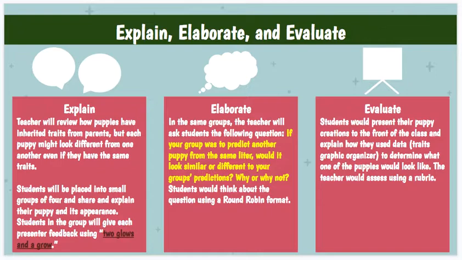And then students would think about that using a round robin format, in which each student gives an idea and they keep doing it for a certain amount of time. And then lastly, during the evaluate portion of the lesson, students would present their puppy creations to the front of the class and explain how they use data, which was their traits graphic organizer, to determine what one of the puppies would look like. And then the teacher would assess using a Google Forms rubric.